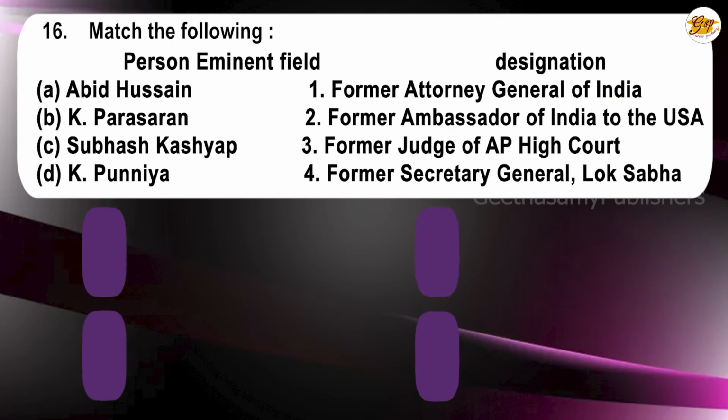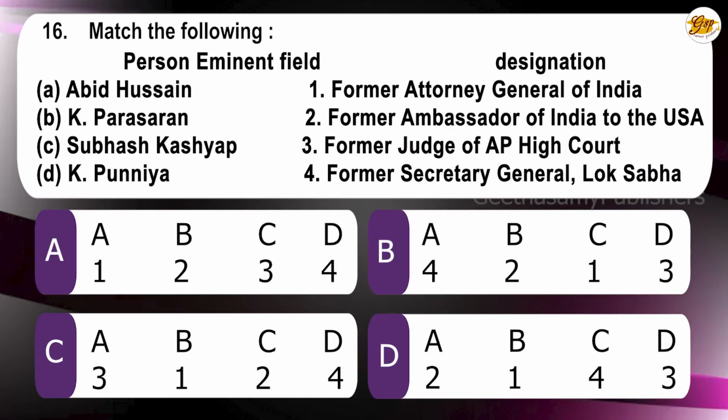16th question. Person, eminent field and designation. A. Abid Hussain, former Attorney General of India. B. K. Parasaran, former ambassador to the USA. C. Subhas Kashyap, former judge of AP High Court. D. K. Punnaya, former Secretary General of Lok Sabha. The correct answer is D.